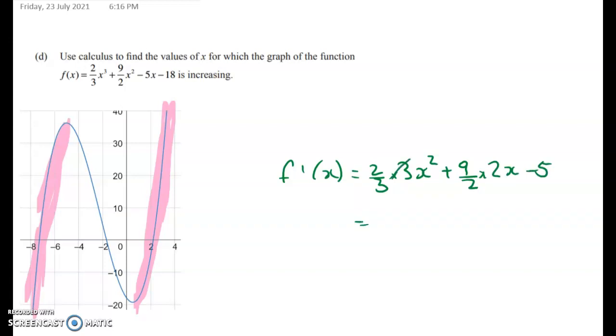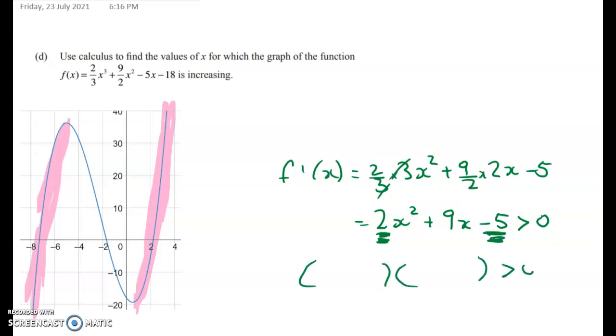F dash of x is equal to 2/3 times 3x squared plus 9 over 2 times 2x minus 5. So that equals 2x squared plus 9x minus 5, and we need to have that being strictly positive. So this is a slightly harder quadratic to factorize, but we can try doing this one by guess and check before we try grouping. I'm saying that because 2 is a prime number and so is 5. So let's give it a go.